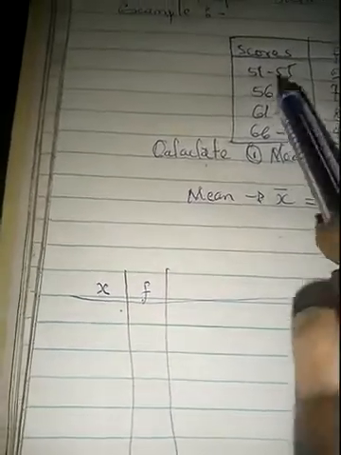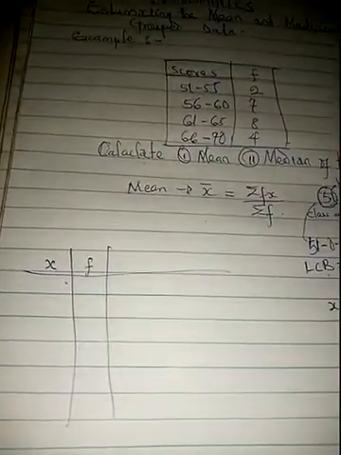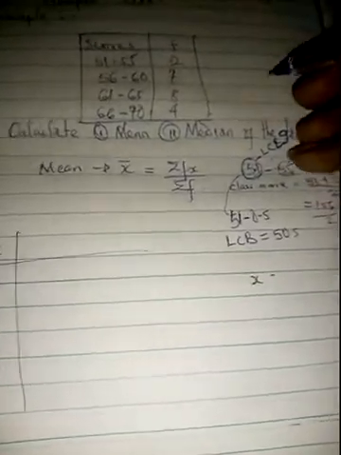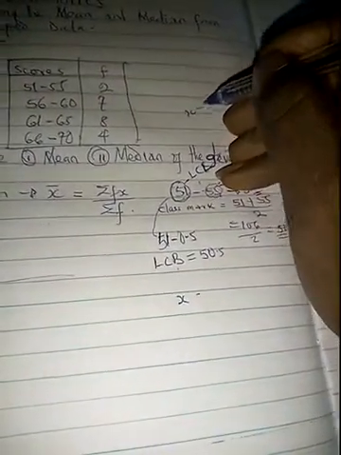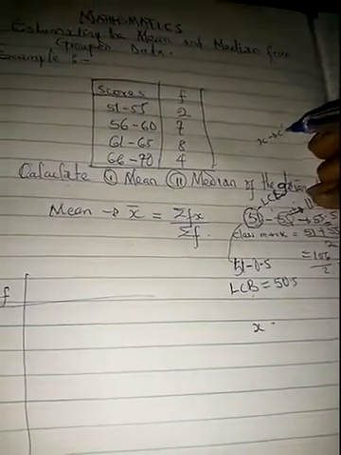It is as simple as ABC. Let me show you. I am being careful of the space because I can still have a bigger table. But check it here. X means class mark.